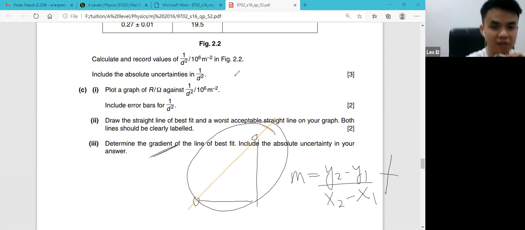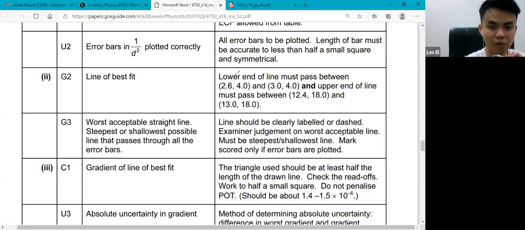And if your graph is right, it is stated here that the value is around 1.4 to 1.5. How come you have 10 to the power of negative 6? Be aware with the y and the x-axis, they carry powers. So try to check if your gradient is between 1.4 to 1.5 for the gradient of the best fit.